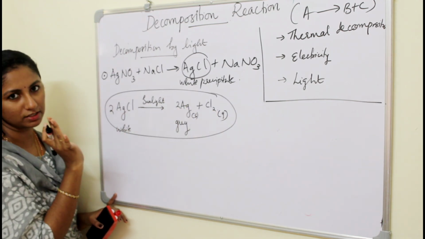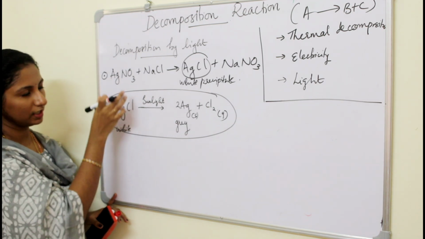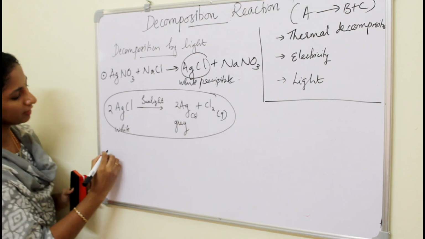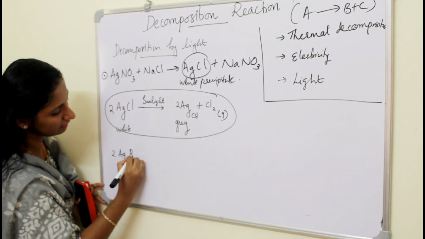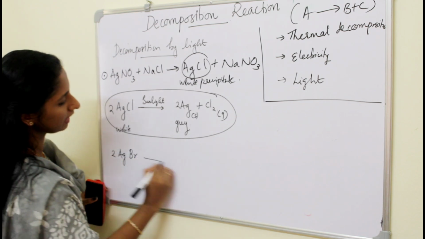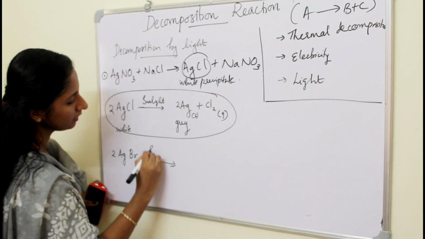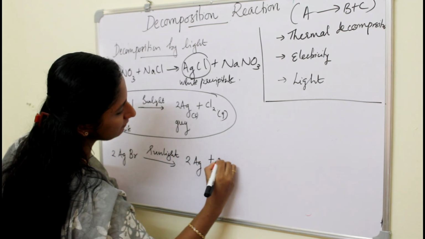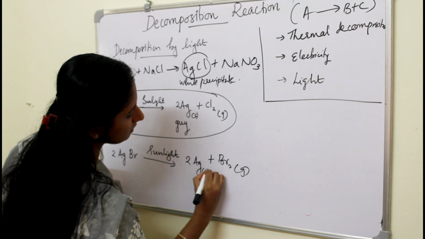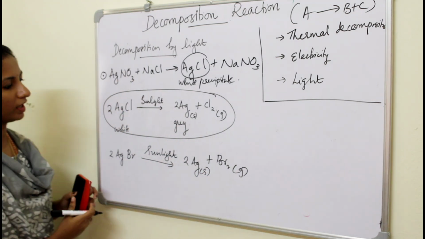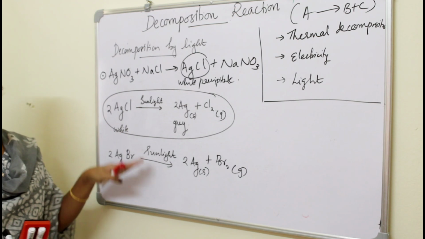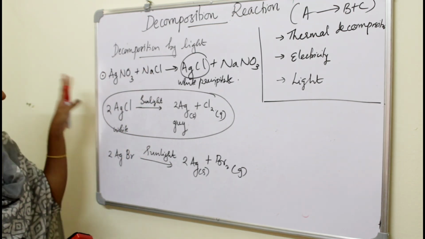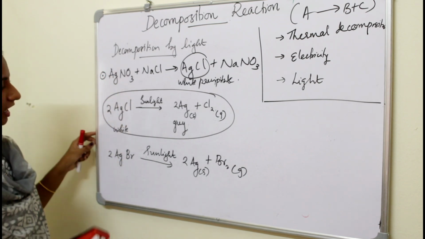Here we are applying sunlight. Okay, so in this one we are taking a single reactant and we are getting 2 products. Okay, similarly we can take the case of silver bromide. This is silver chloride. Similarly we can do this for silver bromide also. So when we apply sunlight to the silver bromide, we are getting silver and bromine as gas. Okay, this is solid and this is gas. Okay, so these 2 chemical equations are examples for decomposition done by the application of light. Okay, so that's all about decomposition by the application of light.